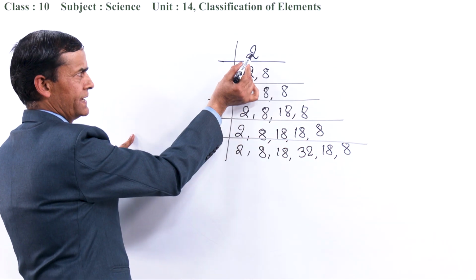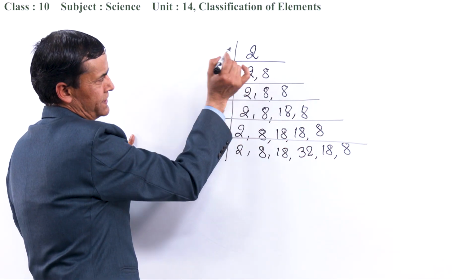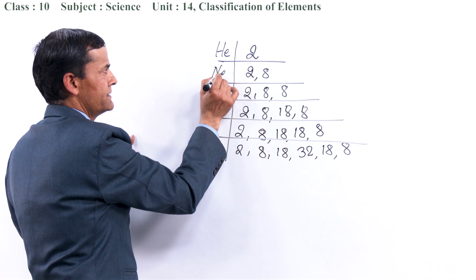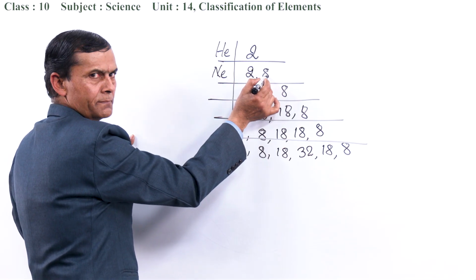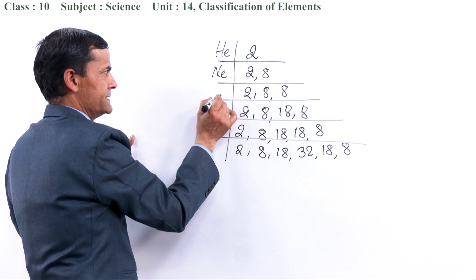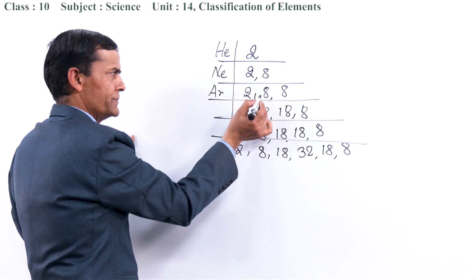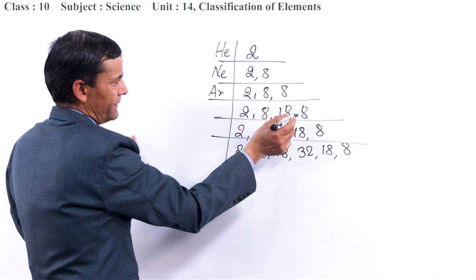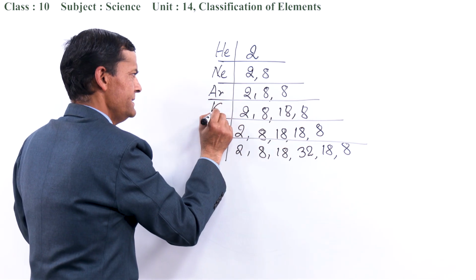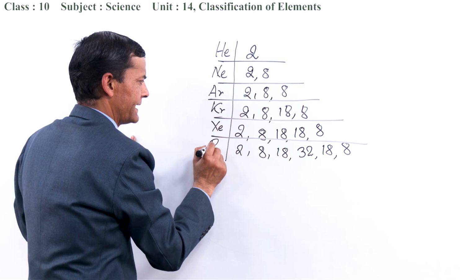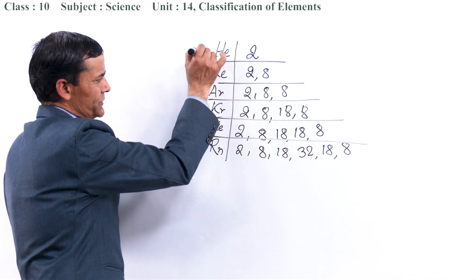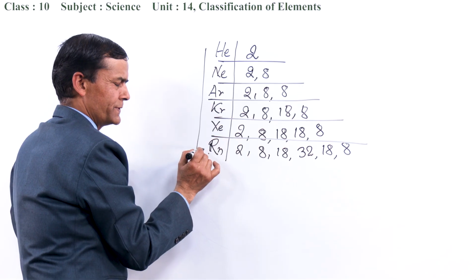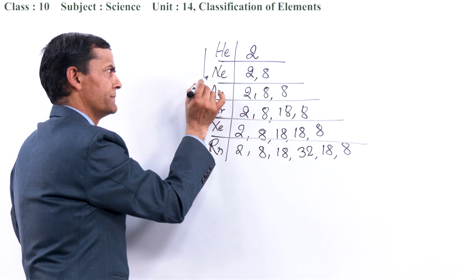Dear students, 2 electrons in the valence shell means helium. This is helium, this is neon: 2, 8, 10, atomic number 10, neon, isn't it? Argon, this is argon. You add, here is 18, argon, then krypton, xenon, radon. Yes, you will total the electrons here and you can find the atomic number. What is the atomic number of the particular element?